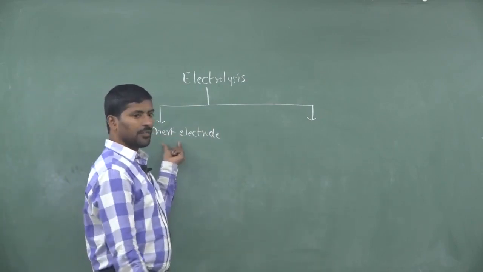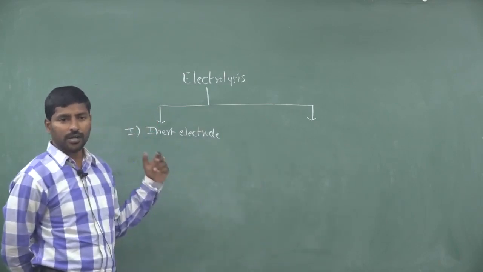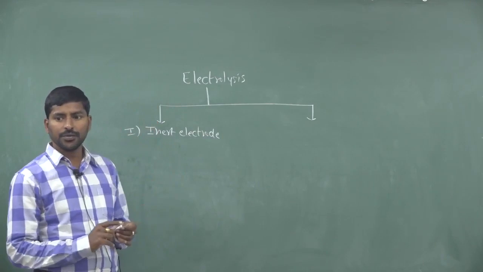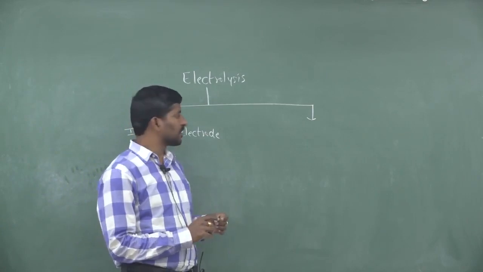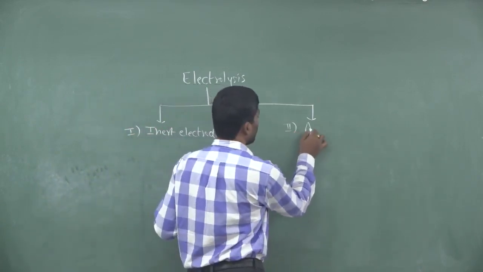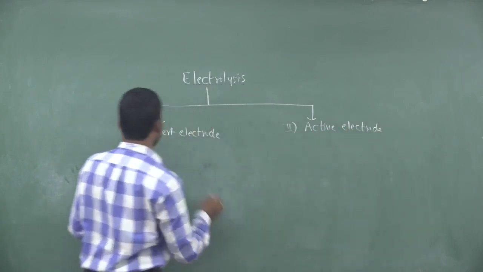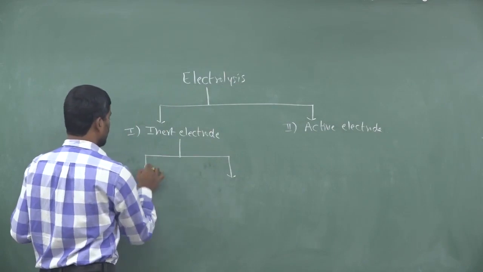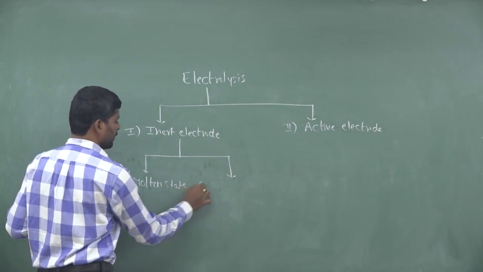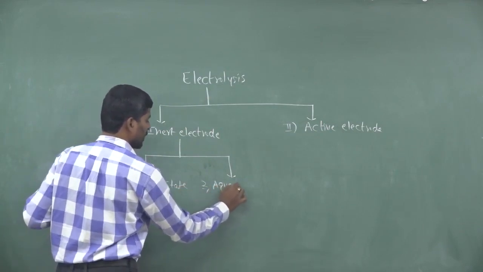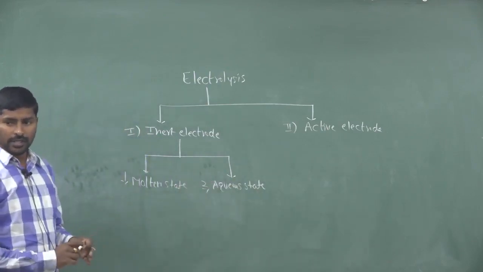The nature of products obtained depends on the nature of electrode we are using, whether we are using inert electrode or active electrode, and the nature of products obtained also depends on what? Nature of electrolyte. Whether we are taking electrolyte in aqueous state or molten state. Okay, second one, active electrode. And in the case of inert electrode, again we have two cases. One is molten state and another one is aqueous state. You may take molten electrolyte or aqueous electrolyte.